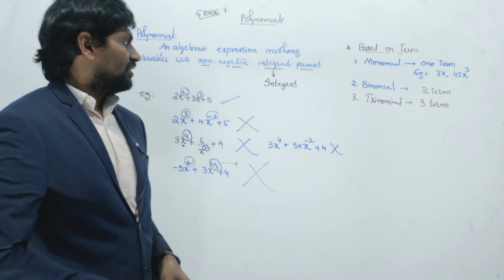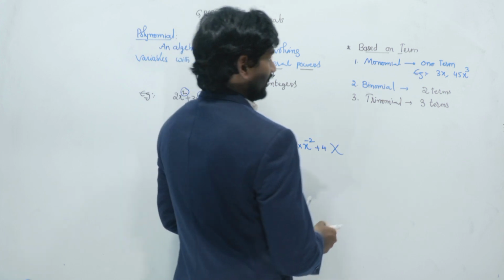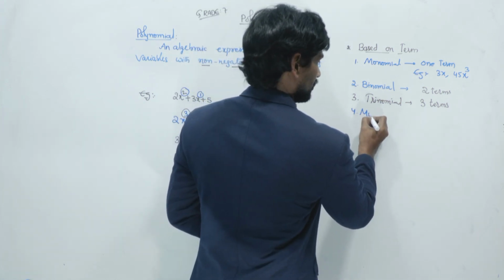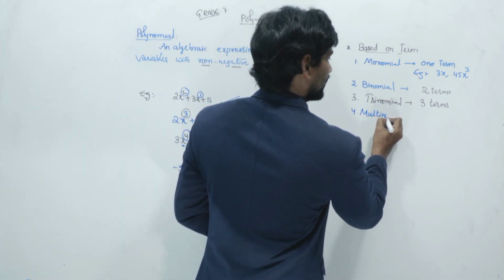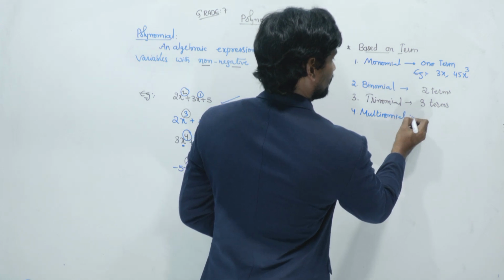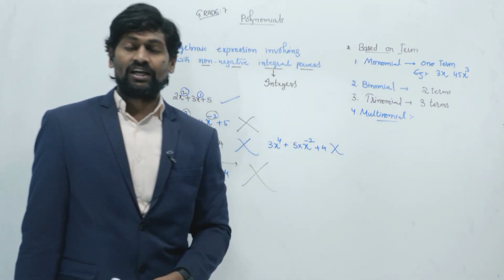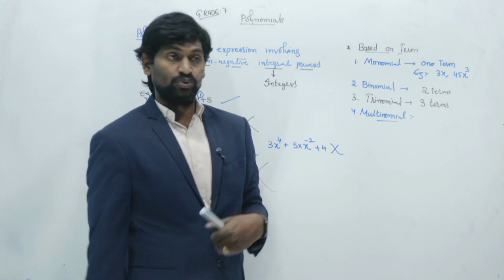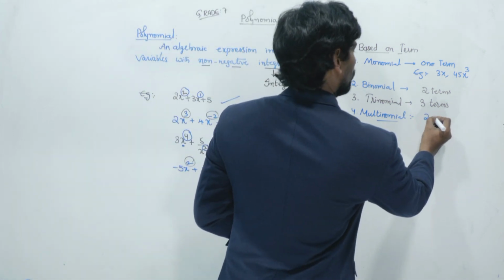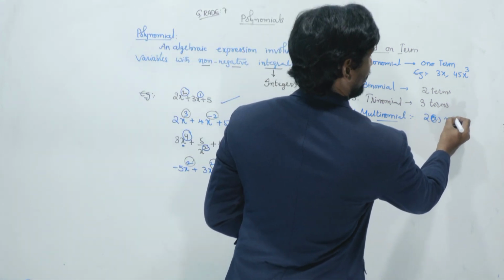Next, multinomial. A multinomial means a polynomial having two or more than two terms.